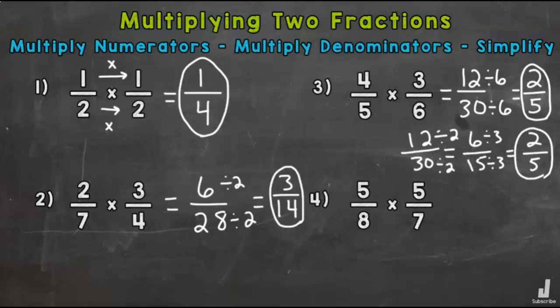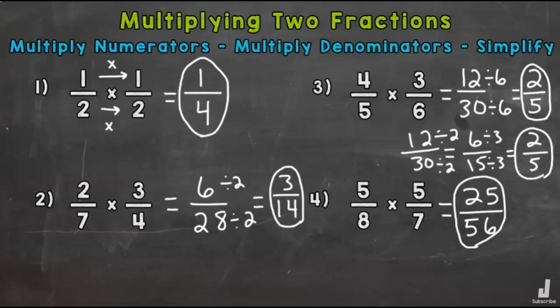And lastly, number 4, 5 times 5 is 25, and 8 times 7 is 56. The greatest common factor between 25 and 56 is 1. So although those numbers are a little greater in value than, let's say, number 1, 1/4, that's still in simplest form. So we are done here.